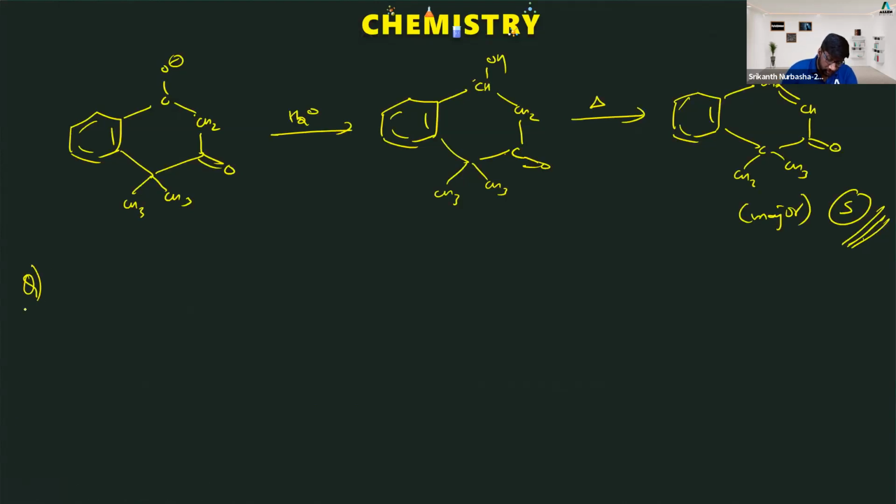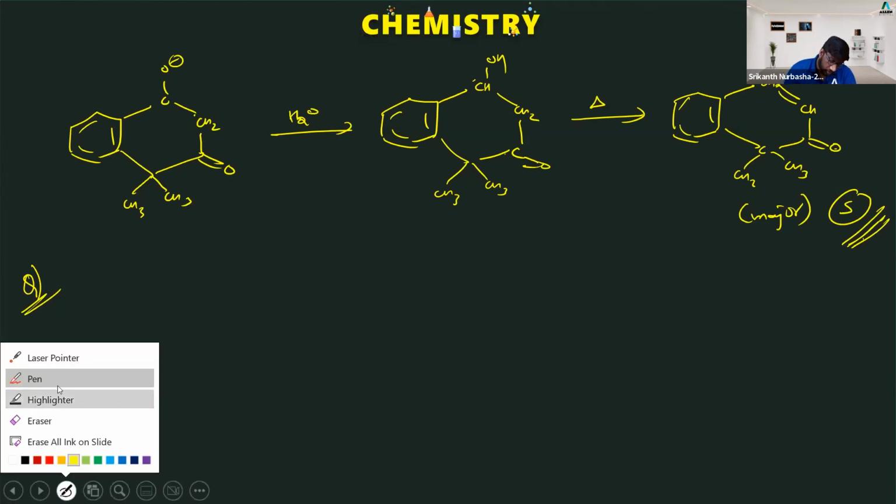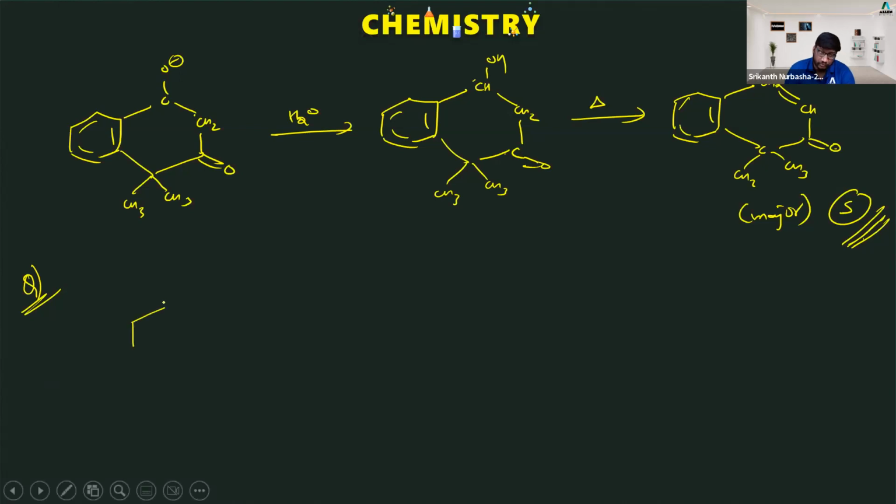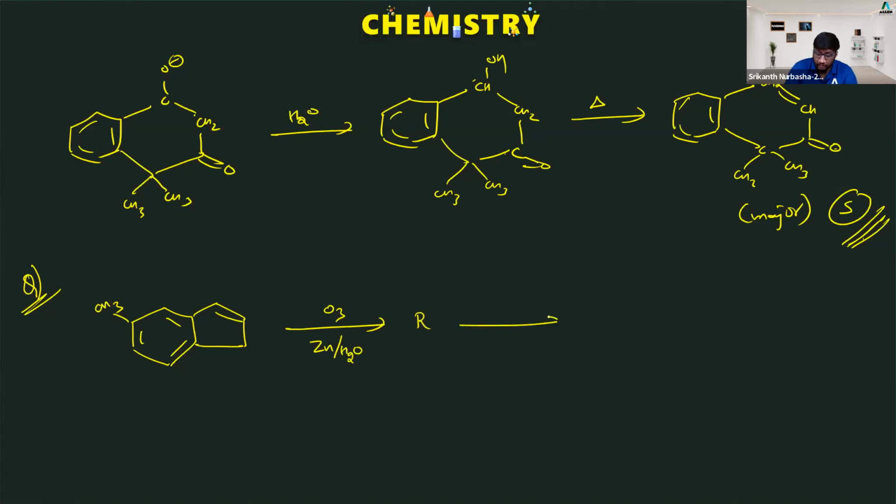Try to solve the next question. The next question will be like, in the following reaction, product S is the major product. S is. This was a reaction set. Options also I'm writing here.